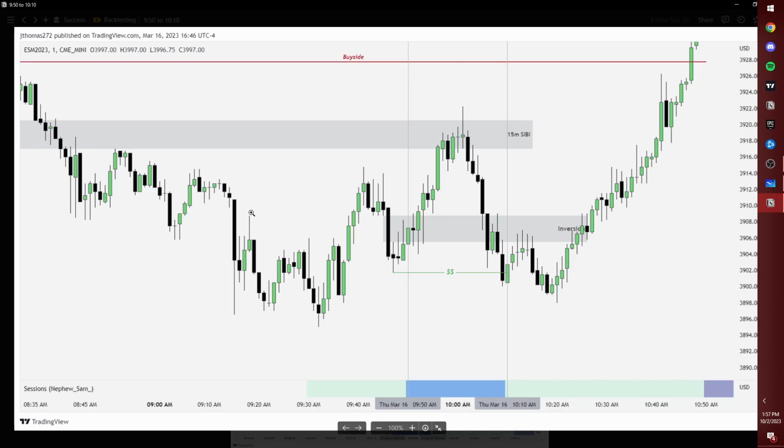Now, this is something that ICT teaches a lot in his core content videos in 2016. Basically, you want to measure out your consolidation high to low, drop a fib. So I would drop a fib on this high to this low. You measure it out. You want to look for a retracement back into 50%.